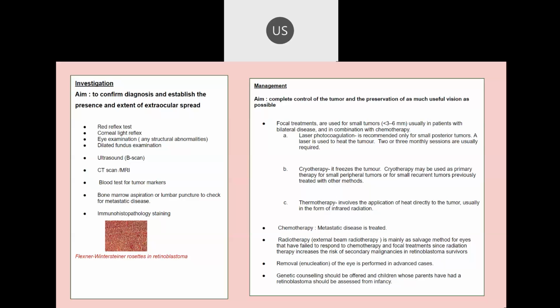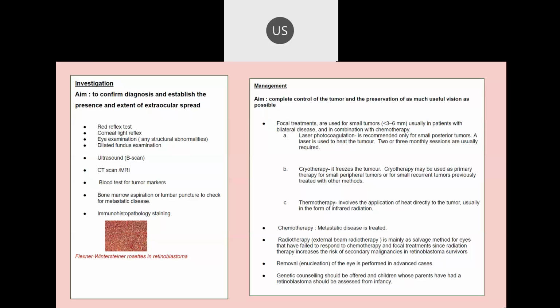Next is the ultrasound, which can help to define the height and thickness of the tumor. Apart from the ultrasound, we have CT scan or MRI. CT scan is best avoided as any dose of radiation may magnify the risk of developing secondary malignancy. MRI may be useful if there is suspicion of extraocular, particularly intracranial spread, especially in a child that presents with signs of raised intracranial pressure, such as to look for pineoblastoma.